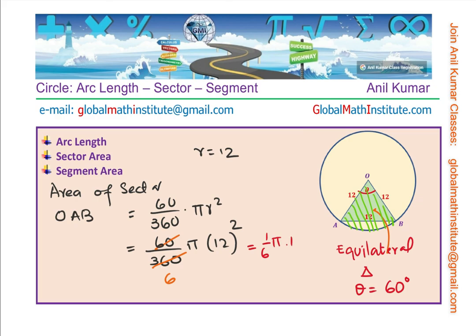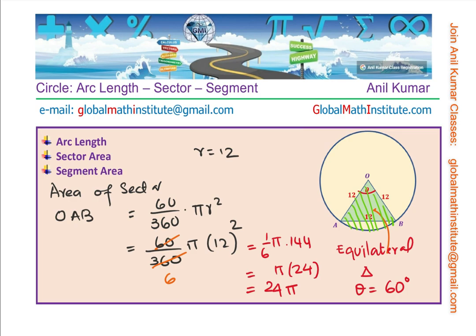12 square is 144, correct? Dividing by 2, we can divide by 6 also, right? We get pi. 6 goes 2 times, which is 12. 24, 6 times 4 is 24. So we get 24 pi. Let me write, better to write 24 pi, right, as the sector area for the shaded region. Perfect. So see how we are fine.